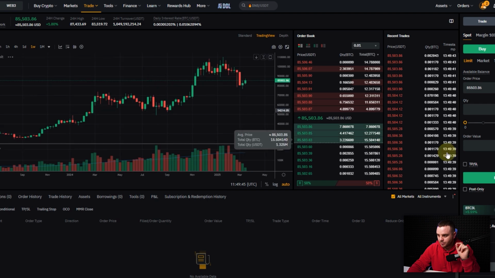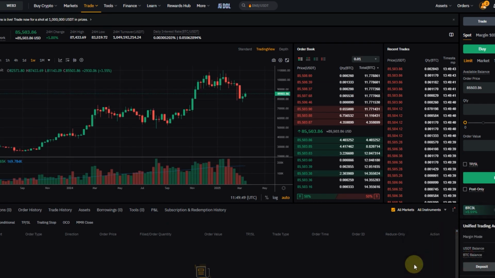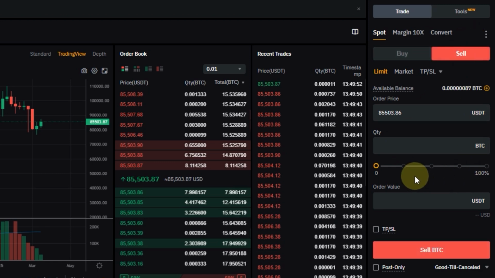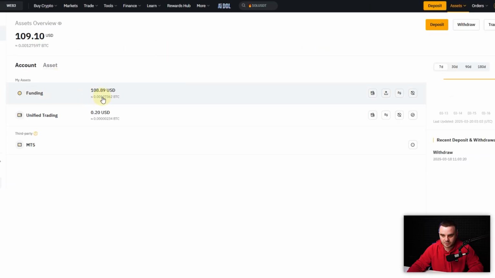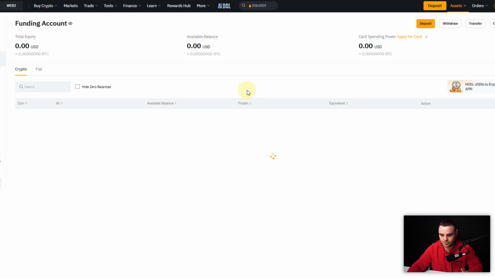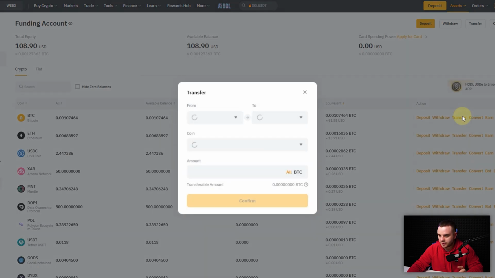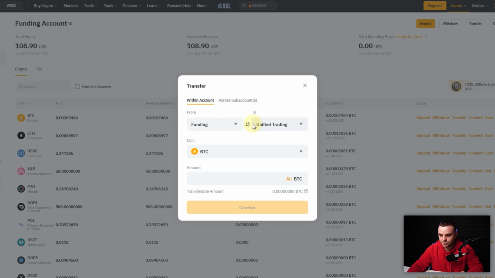First, what's really important for you, if you wanna sell your Bitcoin, you must have it. That's why at this moment we have super small amount of BTC on exchange. Let's go to our assets. You can see we have Bitcoin at this moment on funding. I deposit small amount for you to show an example. At this moment, what we do, we transfer it from funding to unified trading account. Press all.